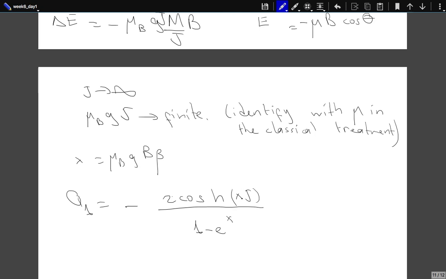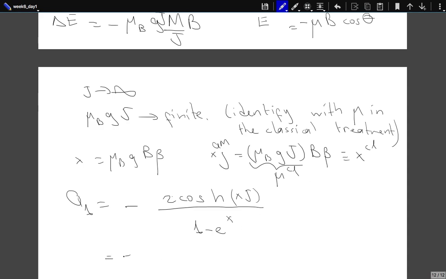But of course, just pay attention. Here we have x times j. X times j is finite, because x goes to 0, j goes to infinity. So x times j can still be finite. You see, x in the quantum mechanical description is mu b times g times j times magnetic field times beta. This is x in the classical theory, when I identify this with mu in the classical theory.